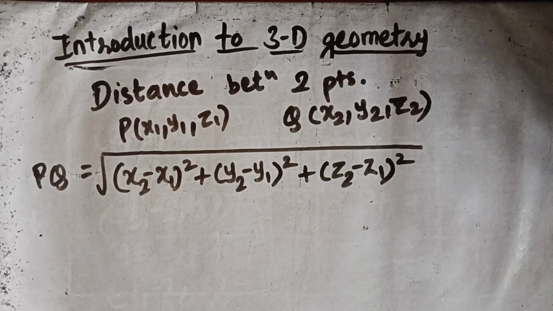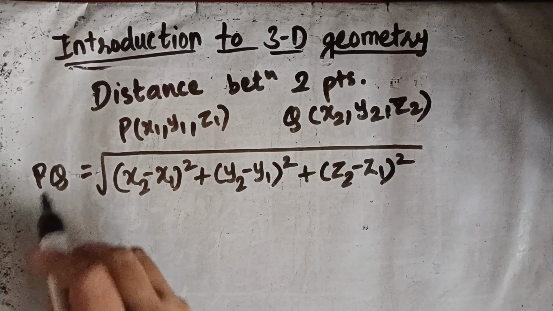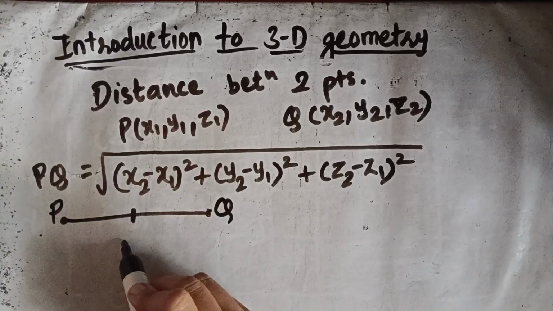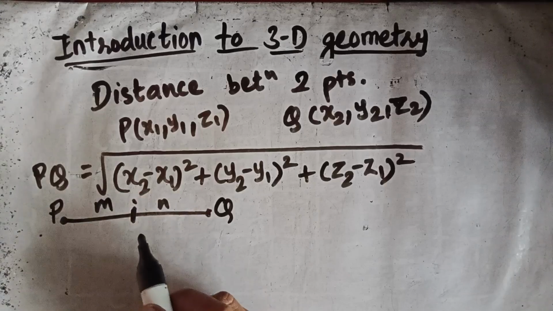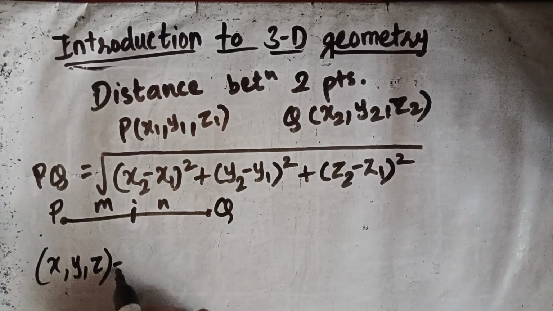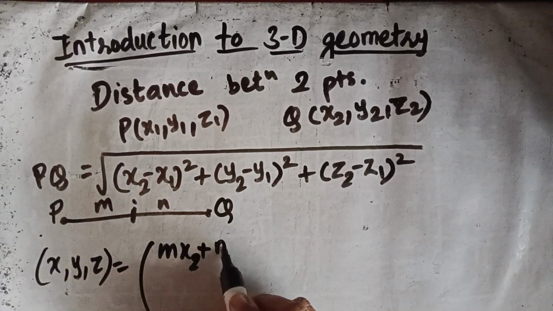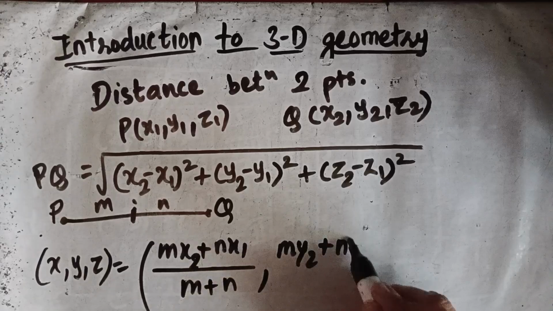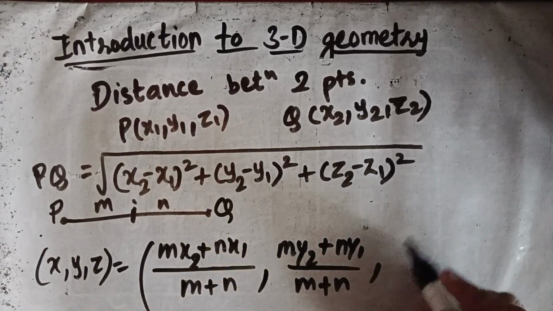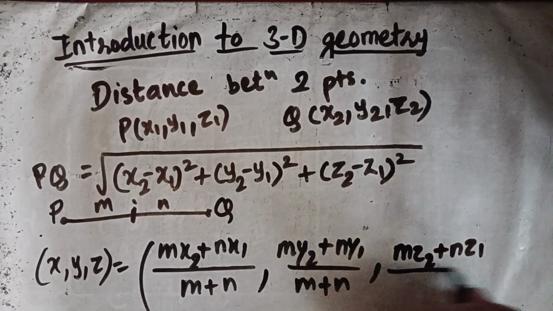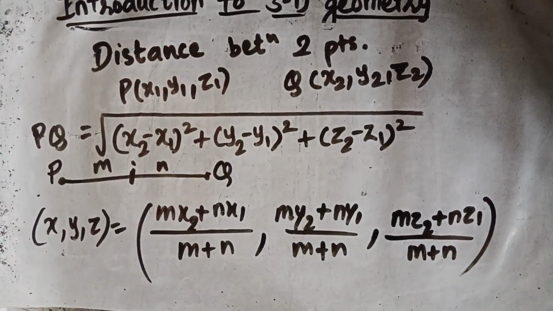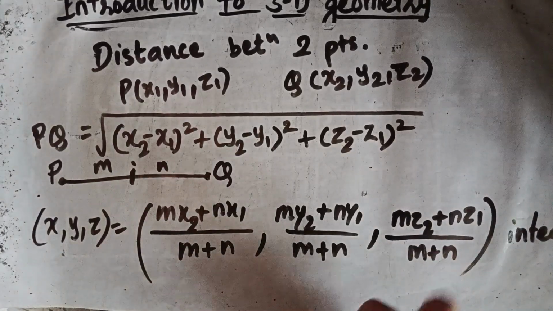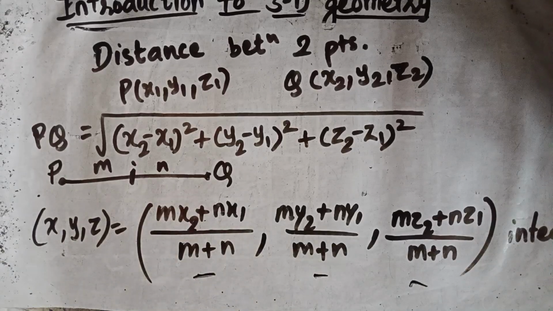Then we have the section formula also in 3 dimensions. If the line PQ is divided internally in the ratio m is to n, then the section formula is given by (mx2 plus nx1) upon (m plus n), (my2 plus ny1) upon (m plus n), and (mz2 plus nz1) upon (m plus n). So this is the section formula internally. If the point divides externally, then you have to replace this plus with a negative sign.